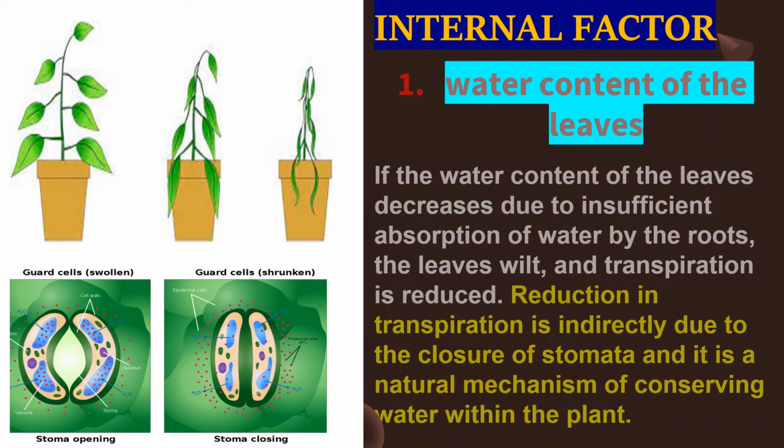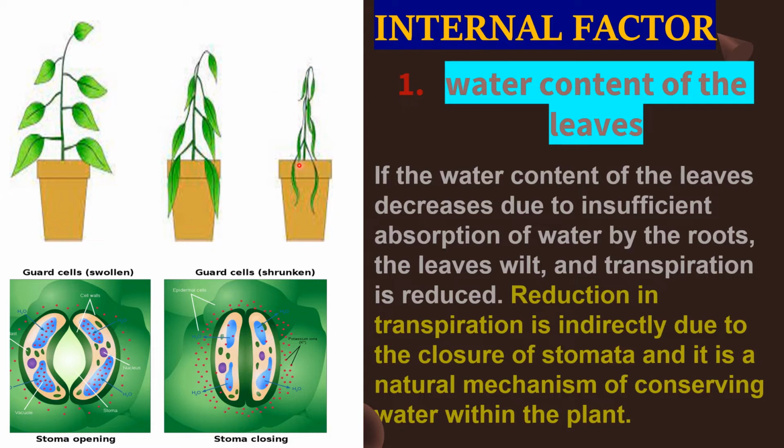The next factor, that is an internal factor, is the water content of the leaves. How will it affect the rate of transpiration? If the water content of the leaves decreases due to insufficient absorption of water by the roots, the leaves wilt and transpiration is reduced. Here you can see wilting of leaves.